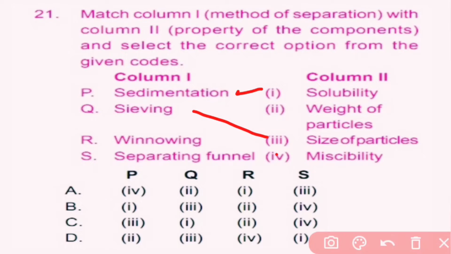Option R, winnowing. It is based on the principle of weight of particles. Lighter particles get separated from heavier particles by a blow of air. For R, 2 is the correct answer. And S, separating funnel. It is used to separate immiscible components by forming a layer. So for S, 4 is the correct answer. So here B is the correct answer.